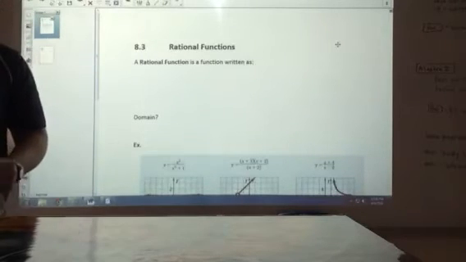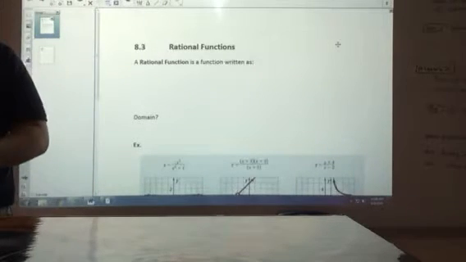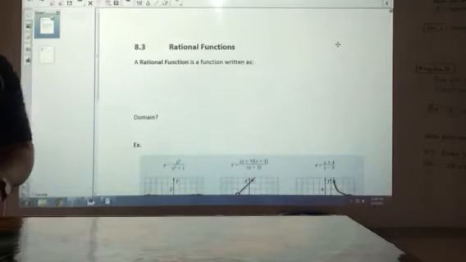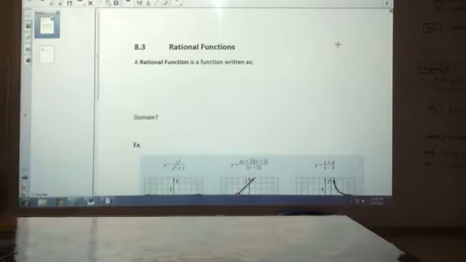All right, so this is 8.3. Hopefully the notes go well today. It's a work in progress, and we're trying to make steps as we go. So section 8.3 today is called rational functions. And as it says, let me get my pen out. I'm a little behind, sorry.